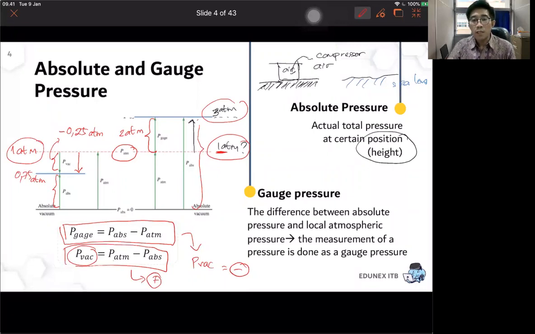If you are reducing the pressure inside the tank until very, very low, you may reach an absolute pressure equal to zero. That's what you call absolute vacuum. Ya, kalau Anda punya vacuum pump yang sangat canggih, if you have a very, very sophisticated vacuum pump, then you can reduce the pressure inside the tank further, so the pressure can reach zero. This one is the absolute vacuum.